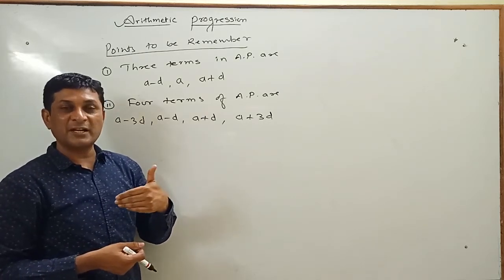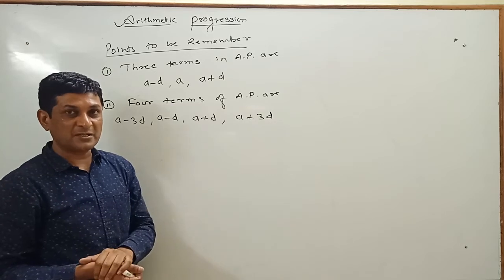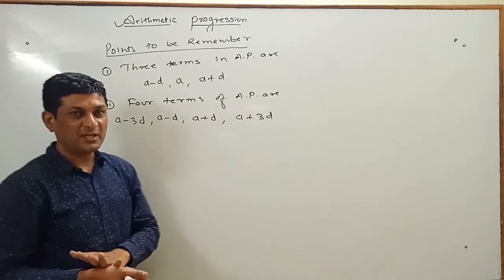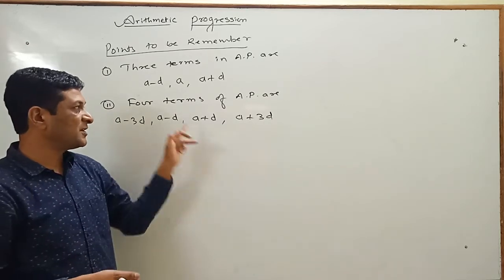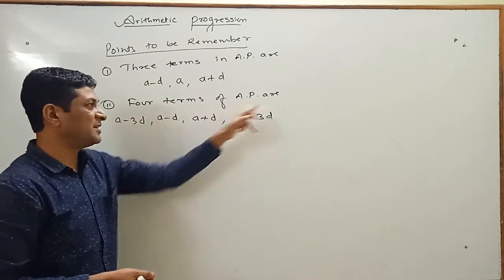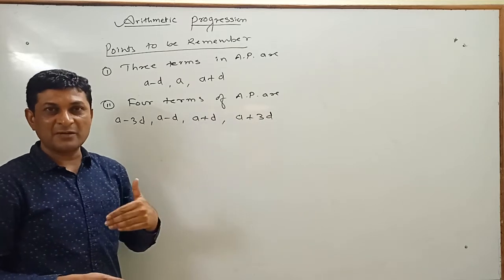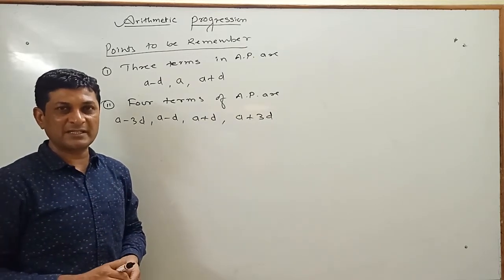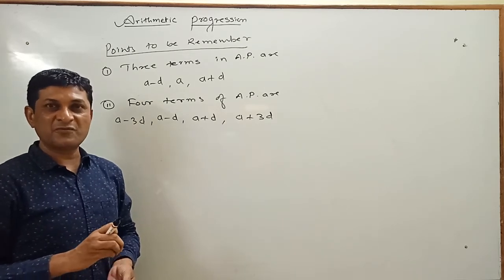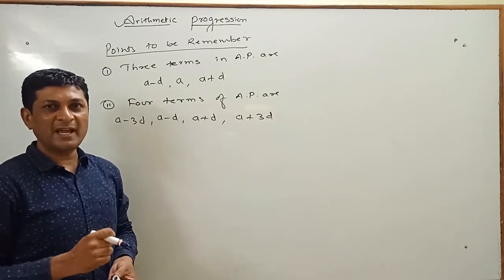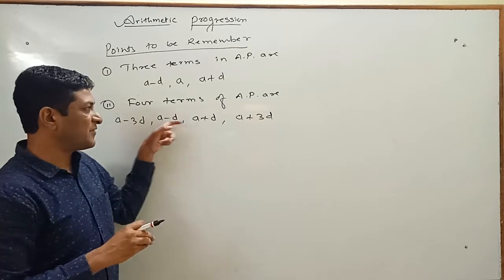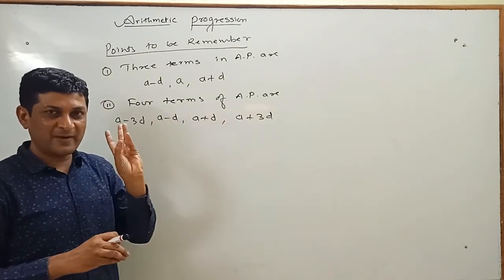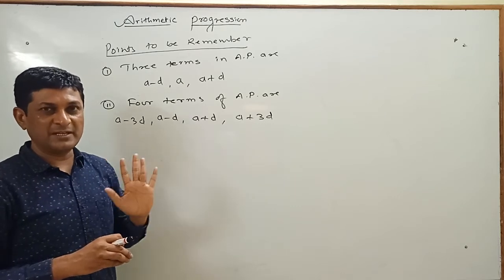If the example is related to the four angles of a quadrilateral, at that time use these as the four terms of arithmetic progression. If we add these four terms, minus d plus d, minus 3d plus 3d will get cancelled and we will get the value of a. And again, one condition is always given in the example, using which we are able to find the value of d. Once a and d are known to us, we are able to find the four terms. To find these four terms, we require the value of a and the value of d.